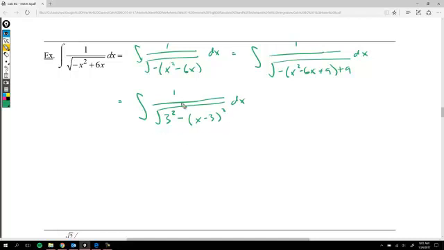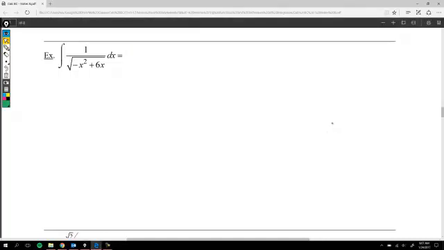And so this looks like my arcsine. So I have arcsine of x minus 3 over 3 plus c. In this case, a was 3, u was x minus 3, and we just plug into our formula. All right, one last one.